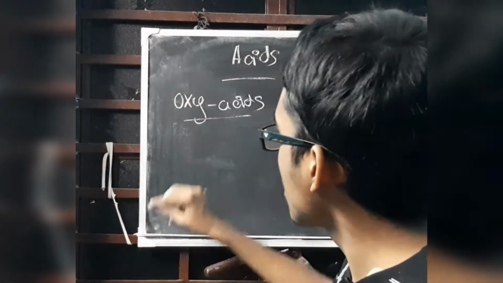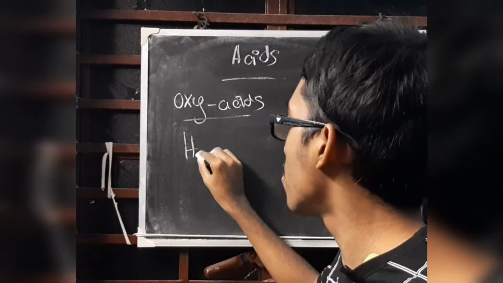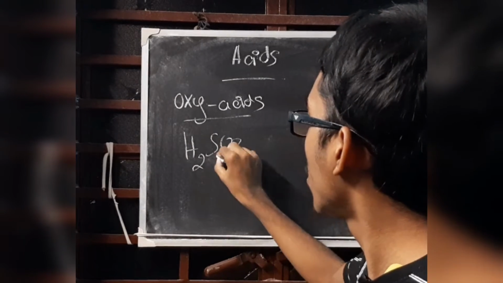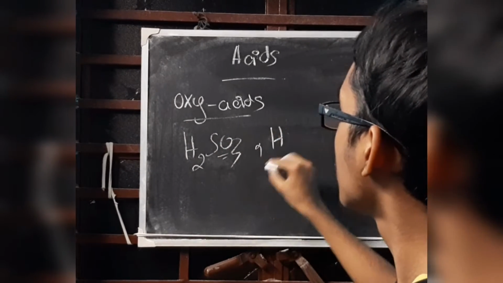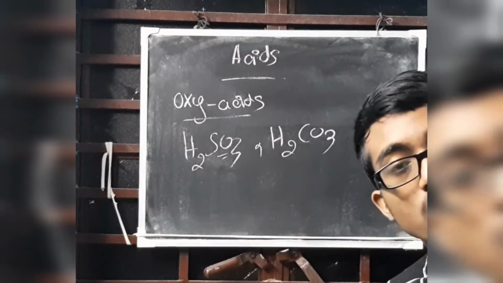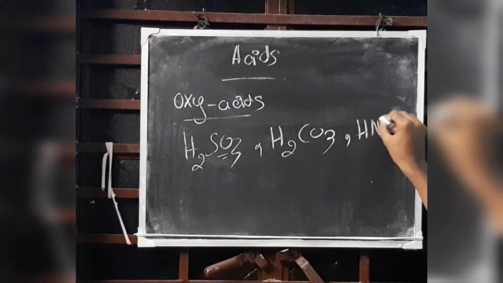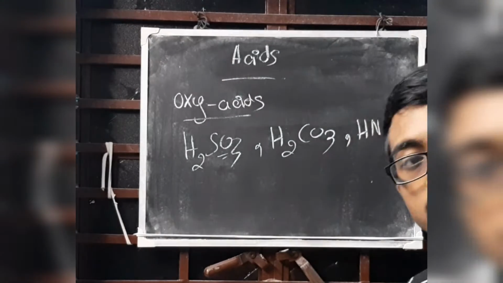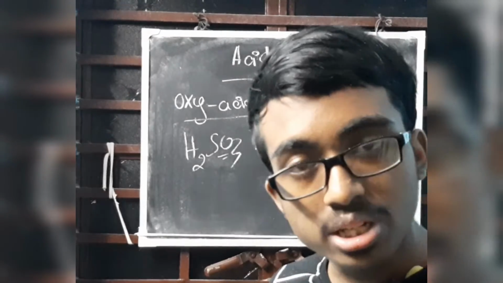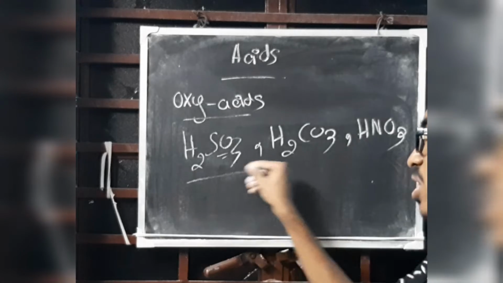These acids are basically the acids that have oxygen as a component. H2SO4 has oxygen, and H2CO3 has oxygen. So the acids that have oxygen as a constituent are said to be oxyacids: hydrogen will be there, and oxygen as a non-metallic element.